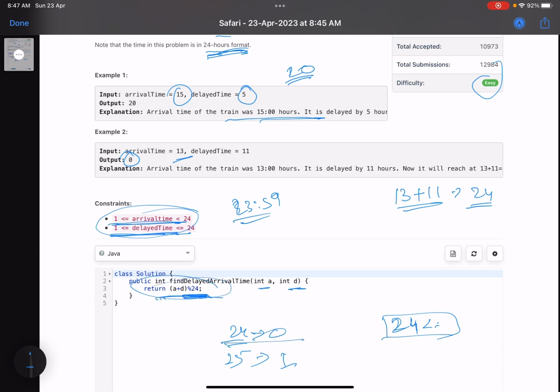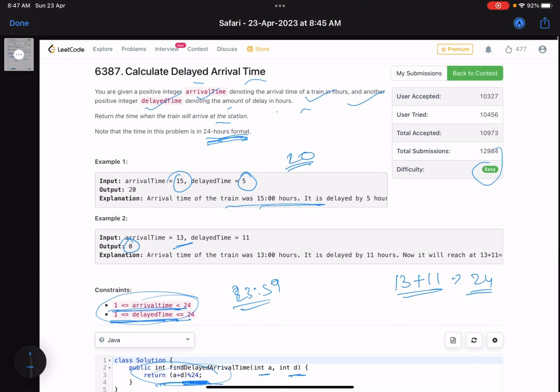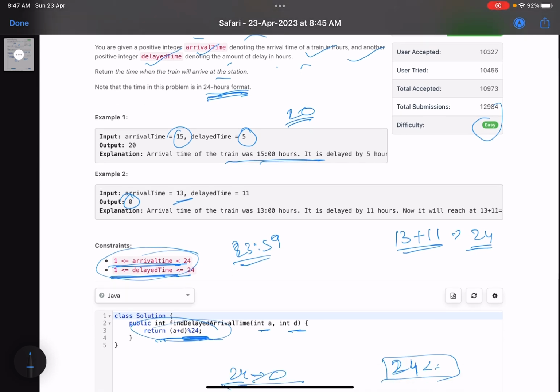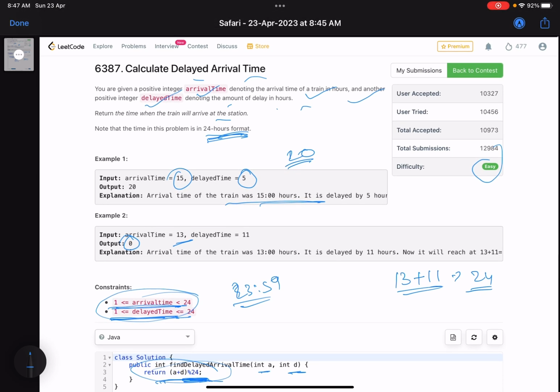So I would say a very easy problem. In fact, the contest that we are having today, right? So it's a relatively easy contest. You have probably 3 medium problems and 1 easy. So yeah, but again, a relatively easier problem to solve.